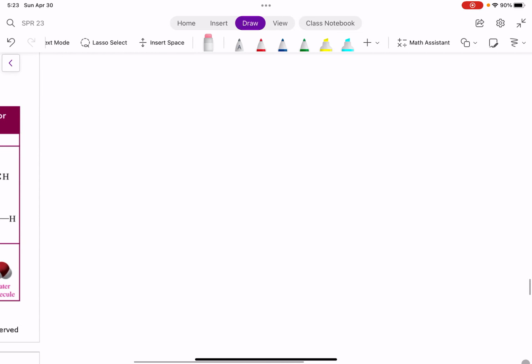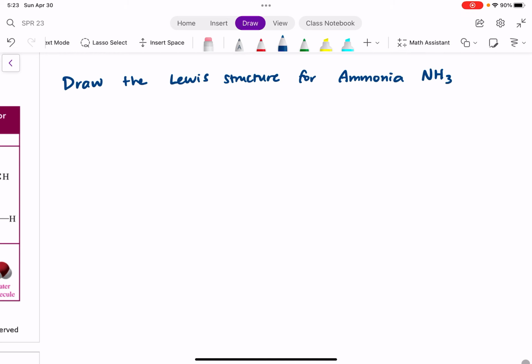So let's draw the Lewis structure for ammonia. Did I say ammonium? I'm so sorry if I did. I meant to say ammonia, NH3.